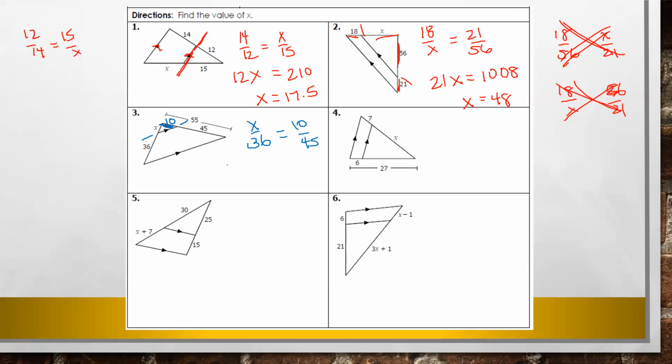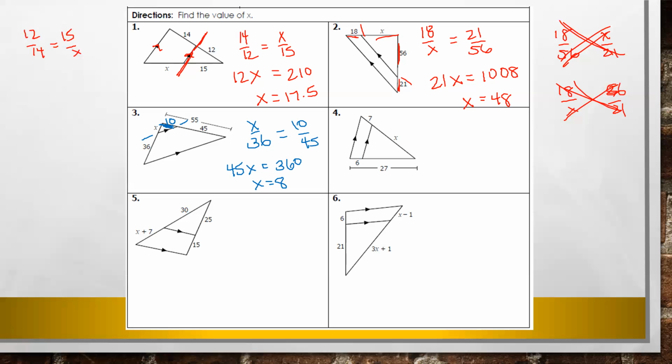And cross multiply. 45 times x is 45x. 36 times 10 is 360. Divide both sides by 45. We get 8. Okay. Use that idea in number 4. Solve for x in number 4.